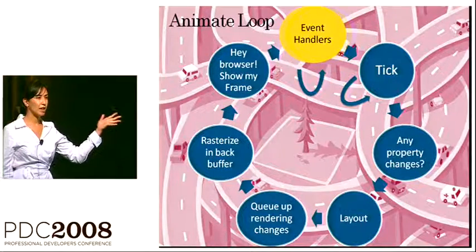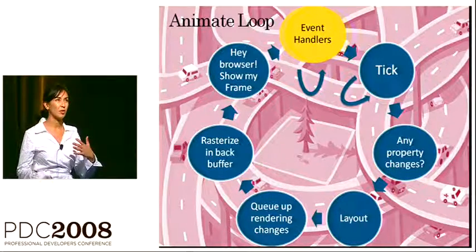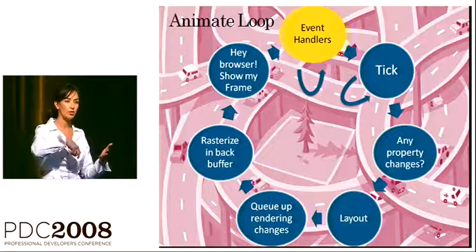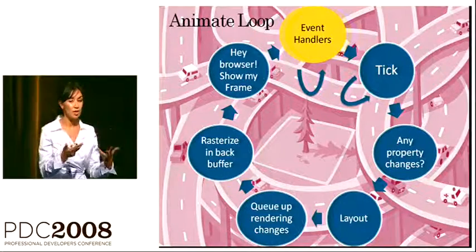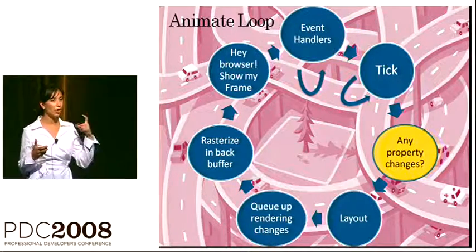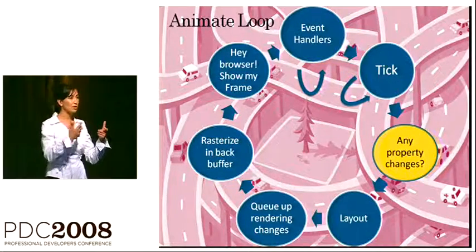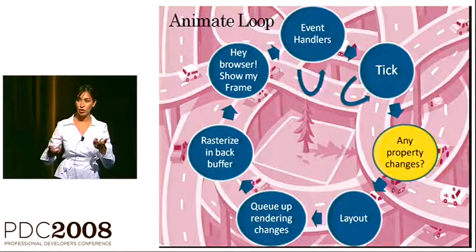We start off with event handlers. If your user has actually interacted with the computer at all, let's say that it's hovered over a button or clicked on something, it will probably initiate some animation of some sort. The animation is actually calculated on the tick, and we identify whether any property has changed in reaction to that animation.